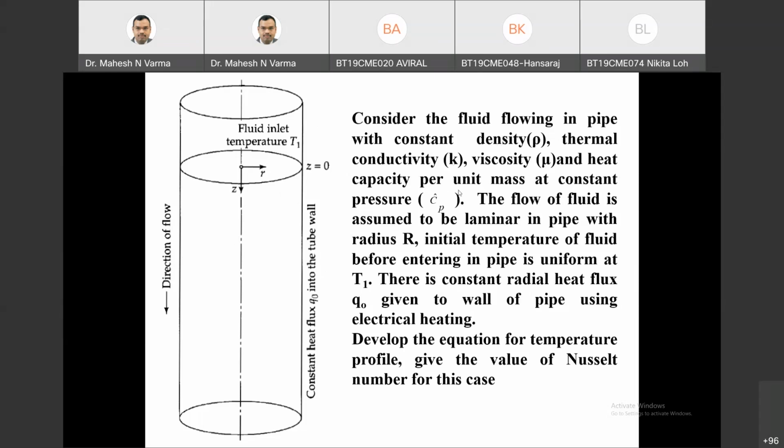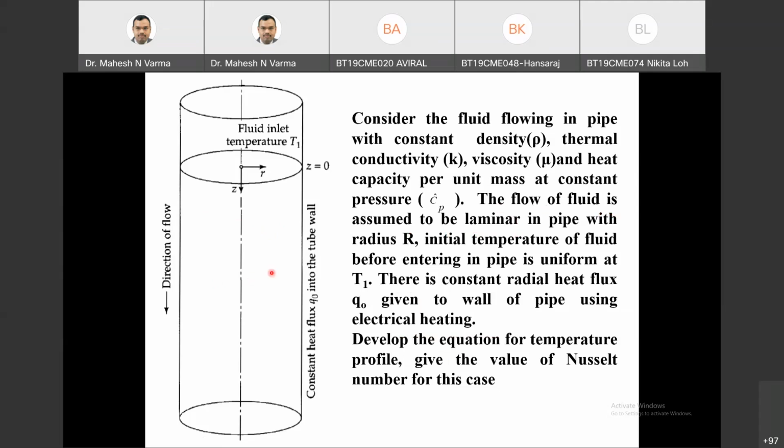And the heat capacity per unit mass at constant pressure, Cp. So heat capacity per unit mass, you can call it the specific heat capacity. So that is Cp bar. The flow of the fluid is assumed to be laminar in a pipe. The fluid flow is laminar, it is given.